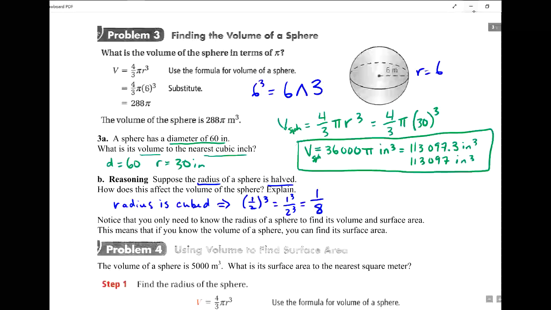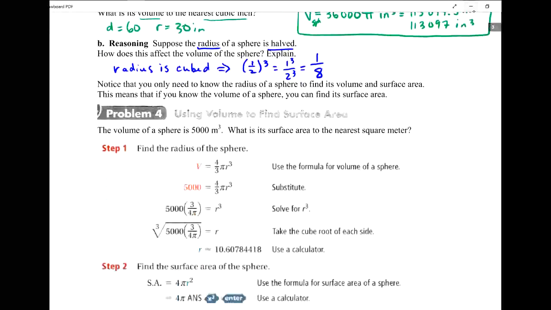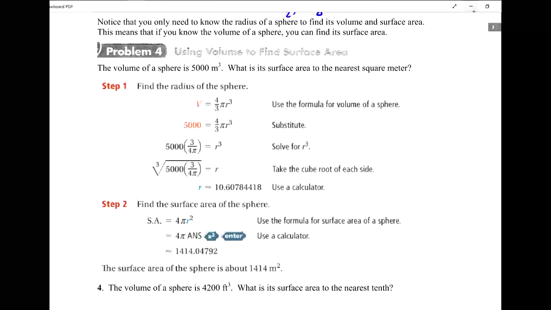And the next question is another one of our questions on halving our radius. Now, the radius in the volume equation is cubed. So if we're going to halve it, we have to cube our 1/2. And if you remember your exponent rules from algebra, both of those numbers get cubed. So it's going to be 1/8. If we make our radius 1/2, then the volume of our sphere is going to be 1/8 of that. That's pretty interesting. All right. So it says you only need to know the radius of a sphere to find volume and surface area.